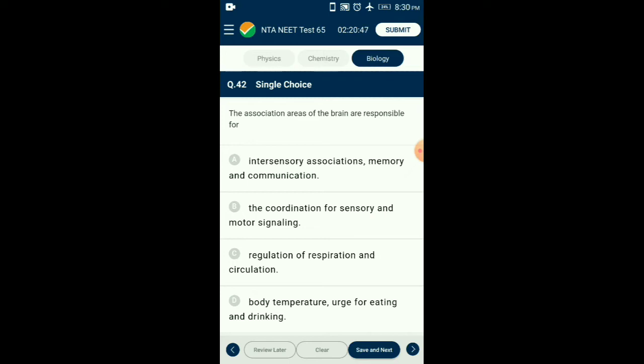The areas of association are thought to be responsible for elaboration of the information received by the primary sensory areas and its correlation with the information fed in from memory and from other brain areas. They are thus responsible for the maintenance of many higher mental activities. So the answer for this question is option A. Intersensory associations, memory and communications.